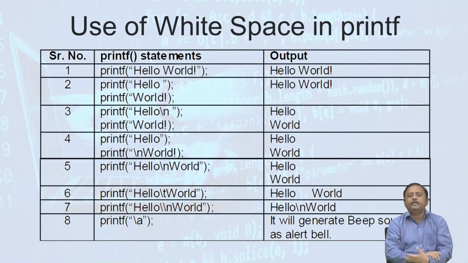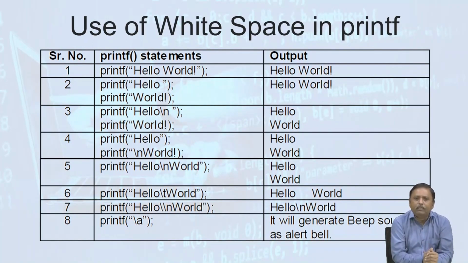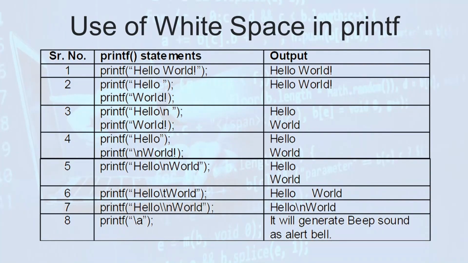Now let us understand these with examples. Here I write a normal printf, so it just prints hello world. Next we write two printf statements, printf hello and printf world, but it will not print on a new line. Since we have not written slash n anywhere, it results in continuous output.